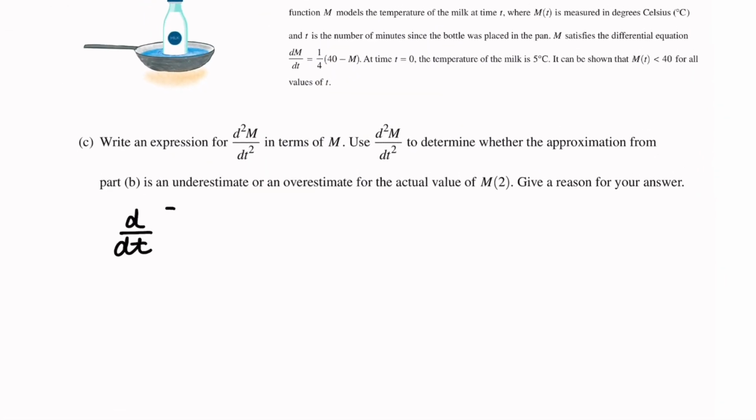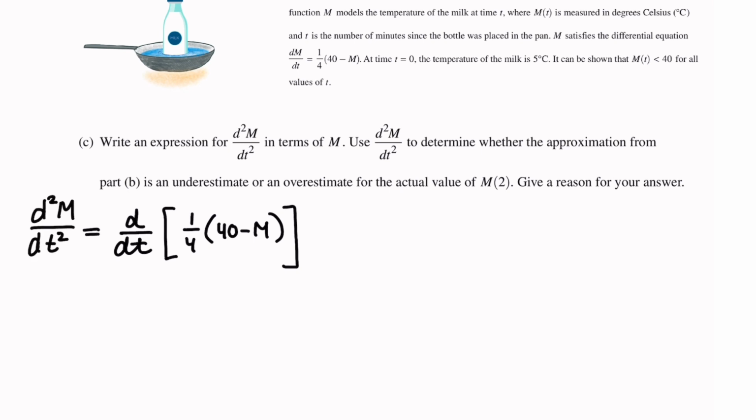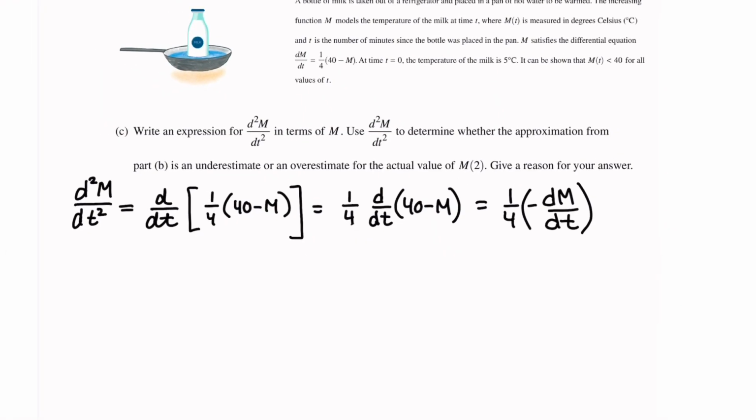Write an expression for the second derivative of m in terms of m. So that means we're going to take the derivative of the derivative that we have already, the second derivative. d/dt of 1/4 (40 minus m) will give us 1/4 times negative dm/dt. Now the second derivative is negative here.